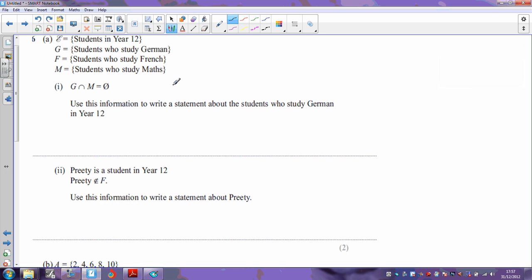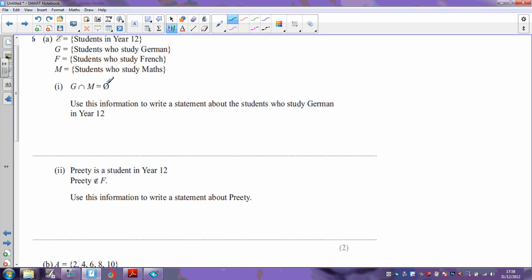Okay, here we have a sets and Venn diagrams question, and you've got three sets: students who study German, students who study French, students who study maths. First of all, G intersection M, this means the students who study both German and maths. It's the intersection of German and maths students, and that set is empty.